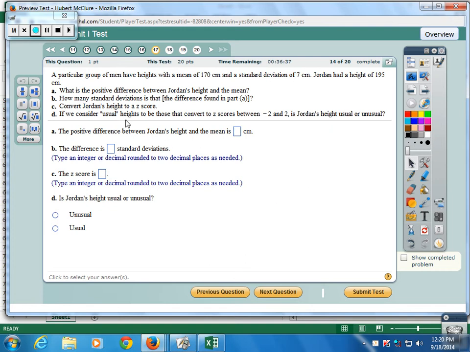A particular group of men have heights of 170 and a standard deviation of 7. Jordan has a height of 195. So what's 195 minus 170 over 7? Come on, give me that number. 3.57. Is he unusual? Yes. Okay, y'all can fill this out. I'm not going to do all that. The Z-score is 3.57. He's unusual. I'll do the unusual part.